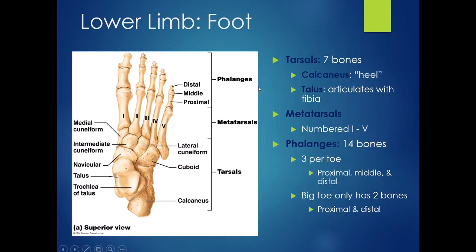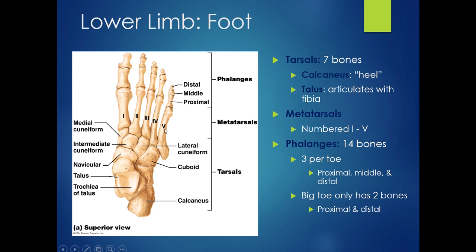If we look then at the foot, there are 7 tarsals. The largest of these is the calcaneus, or your heel bone, and then the talus here actually receives all the weight of the body, transferring from the tibia into the foot via the talus. The other tarsals are the navicular, the cuboid, and then the 3 cuneiform bones, medial, intermediate, and lateral, just telling you where they are in terms of the 3 cuneiform bones.